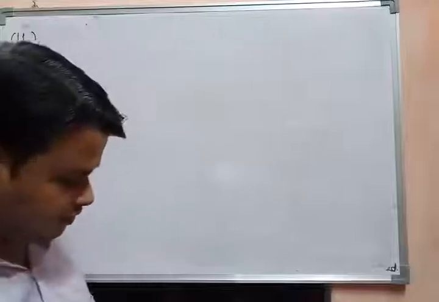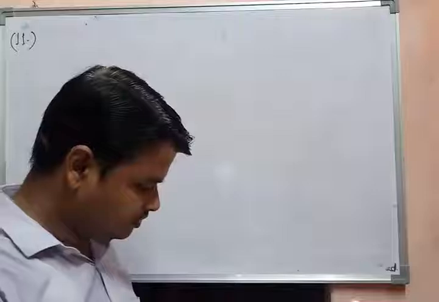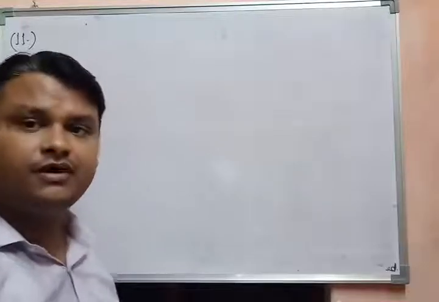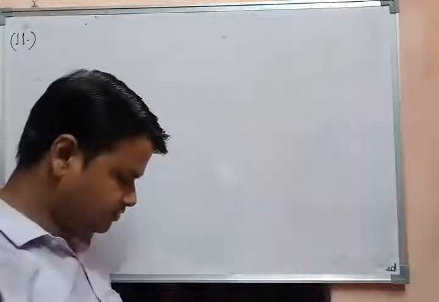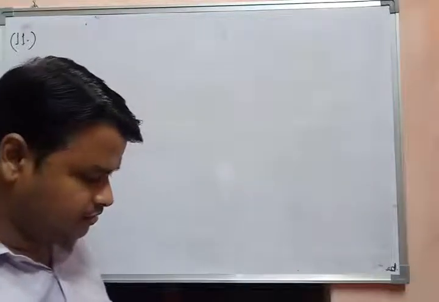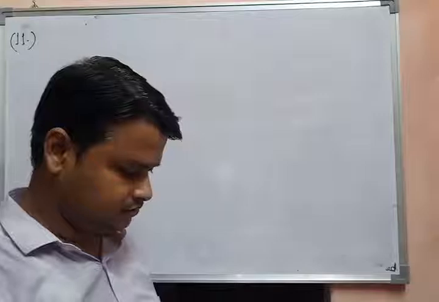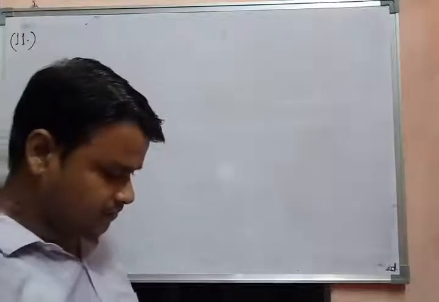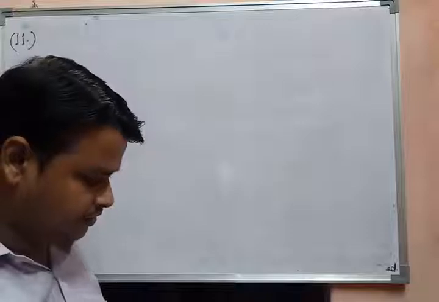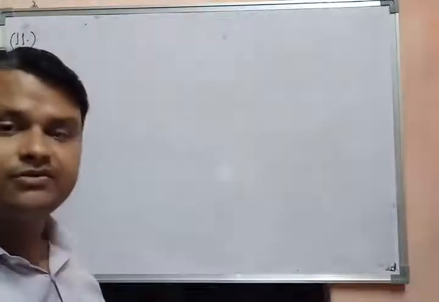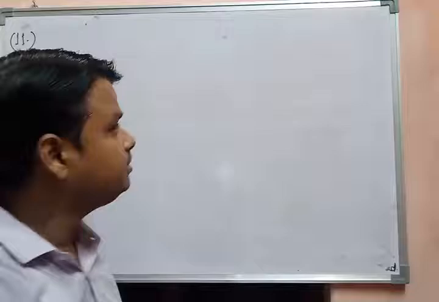Now we have to move on. Our next question is question number 11, and it is a word problem. So first of all we have to read the question. If the base and corresponding altitude of the triangle are 5 1/2 cm and 2 2/3 cm respectively, find the area of the triangle. So this question belongs to geometry.